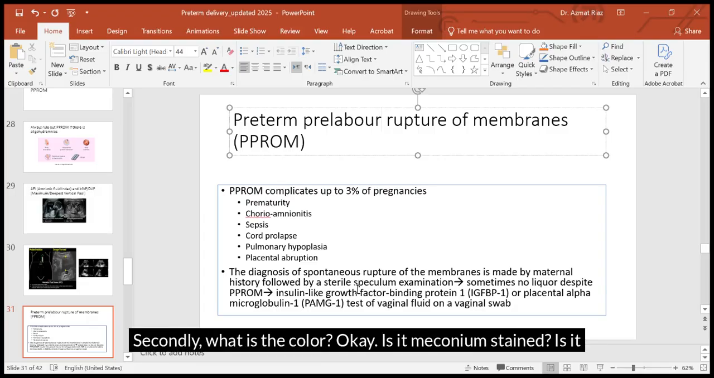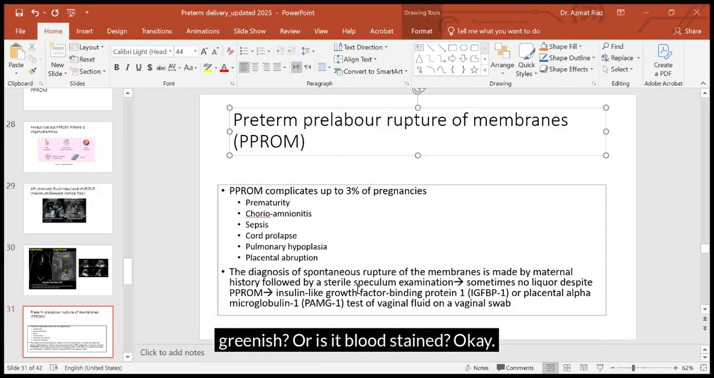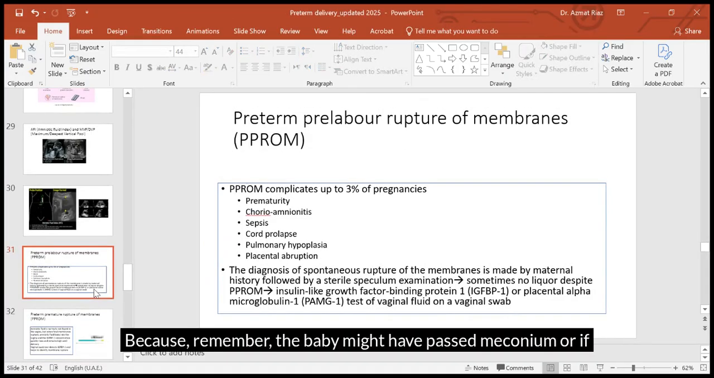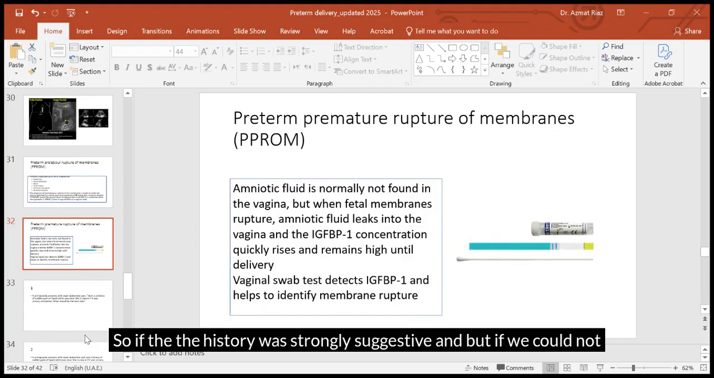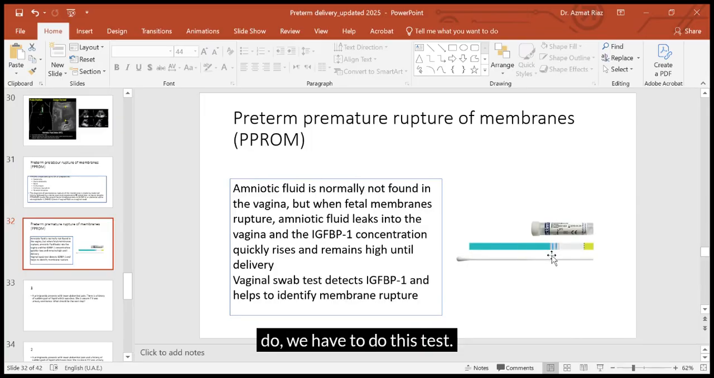Secondly, what is the color? Okay, is it meconium stained? Is it greenish, or is it blood stained? Because remember, the baby might have passed meconium, or if they're not doing well, or it may be that the patient has started to have placental abruption now. So if the history was strongly suggestive, but we could not see any liquor on speculum examination, then what we have to do is this test.